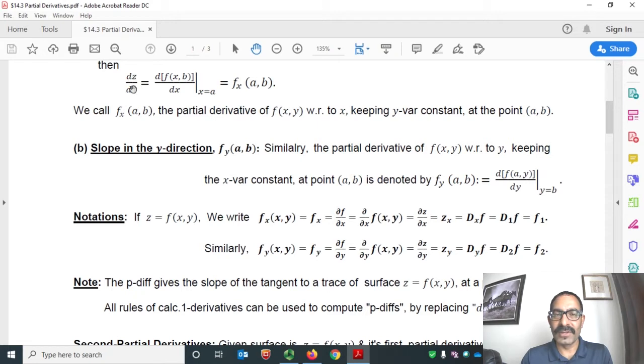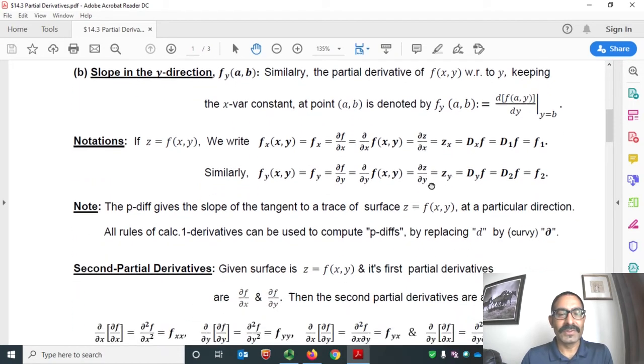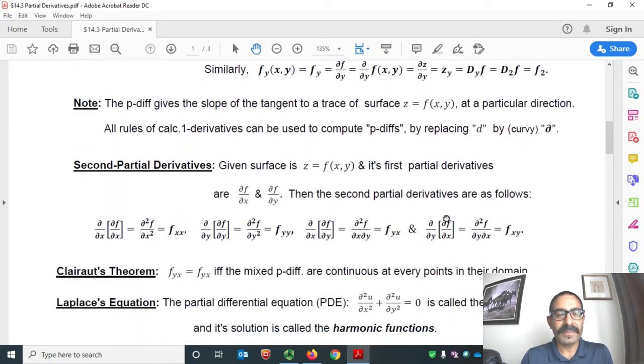If you have a function of a single variable, we use the regular d. If you have a function of more than one variable, then we use the curvy d for the partial derivatives. Great. So now let's move on.